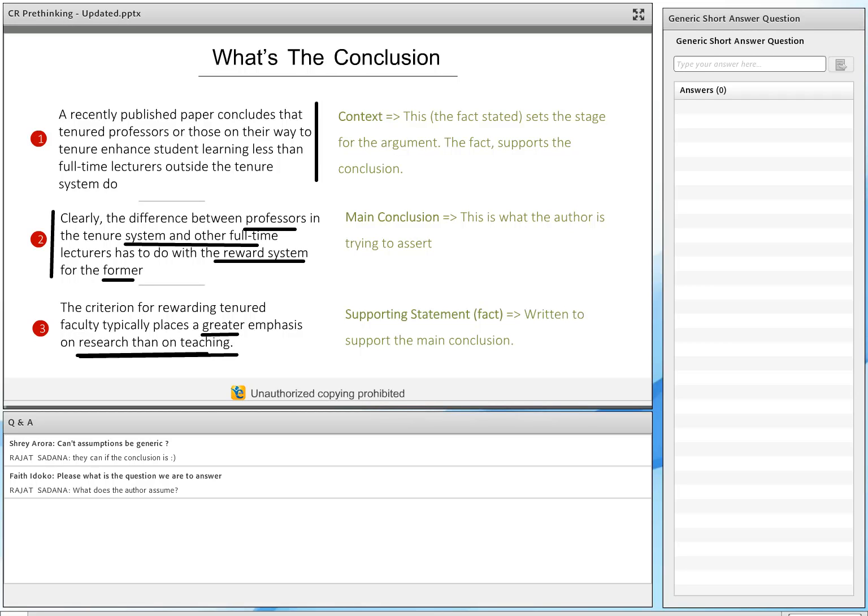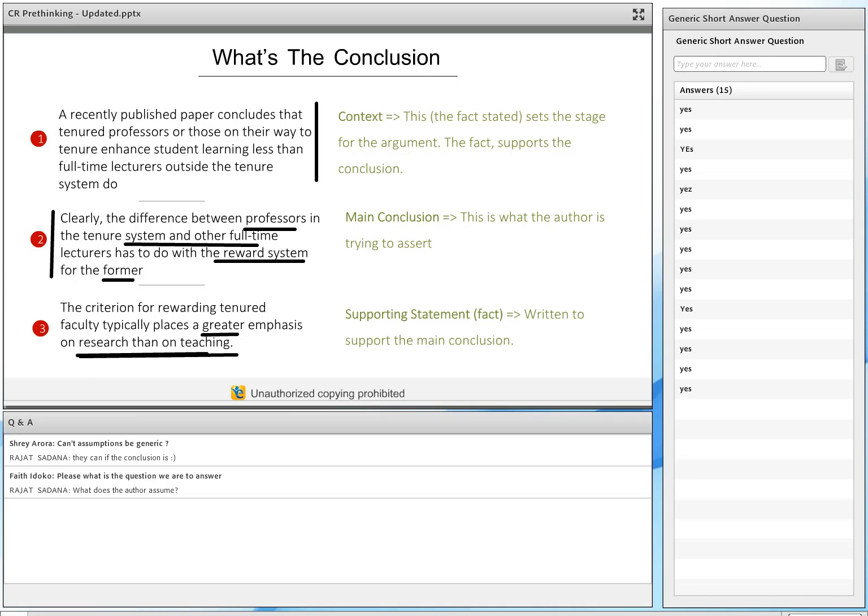Yes, no, can you write that in the short answer part, please? All right, perfect.